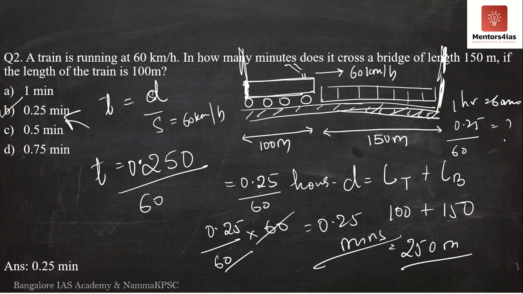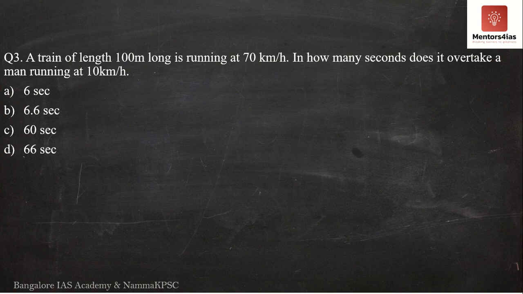Okay, we'll move on to the next question now. Third question. The third question says a train of length 100 meters is running at 70 kilometers per hour. In how many seconds does it overtake a man running at 10 kilometers per hour?